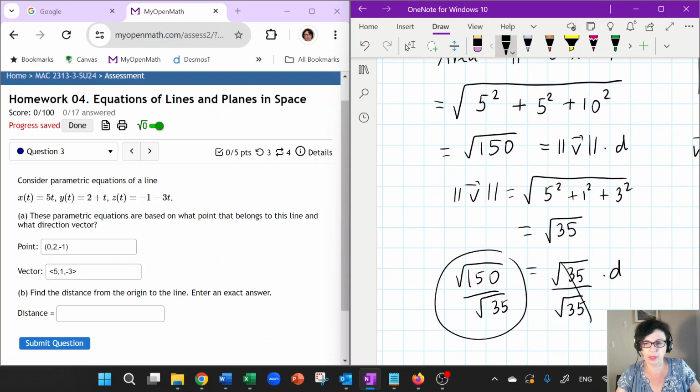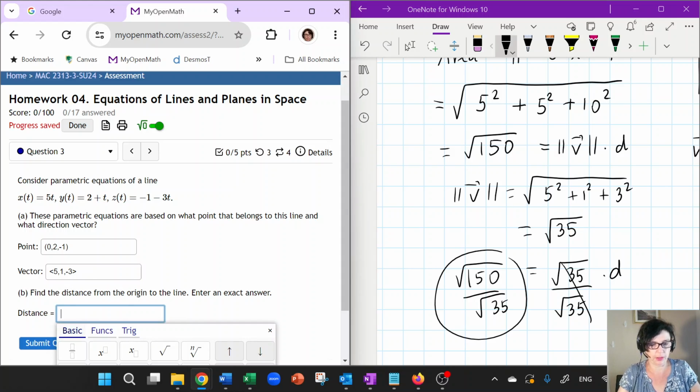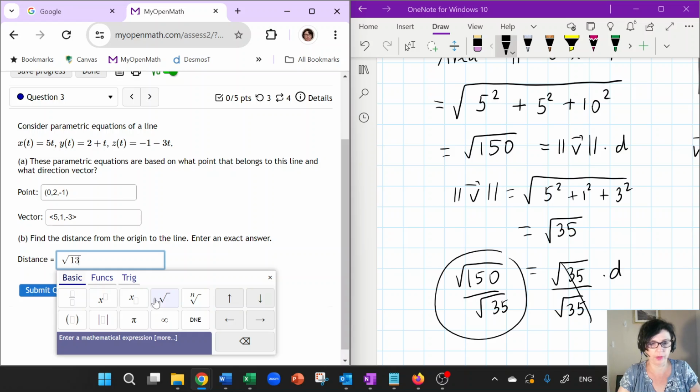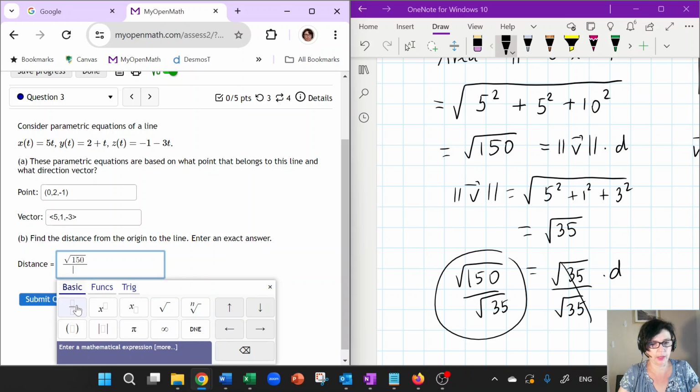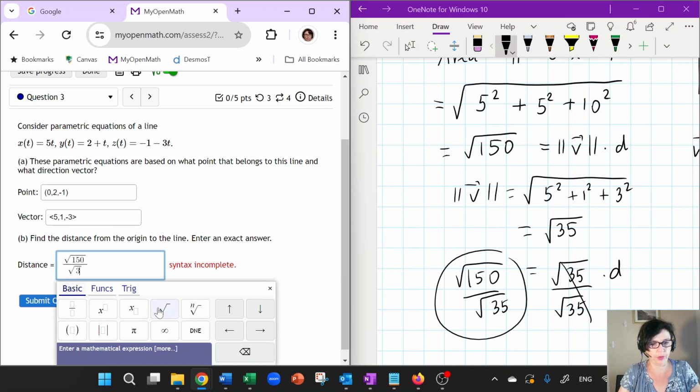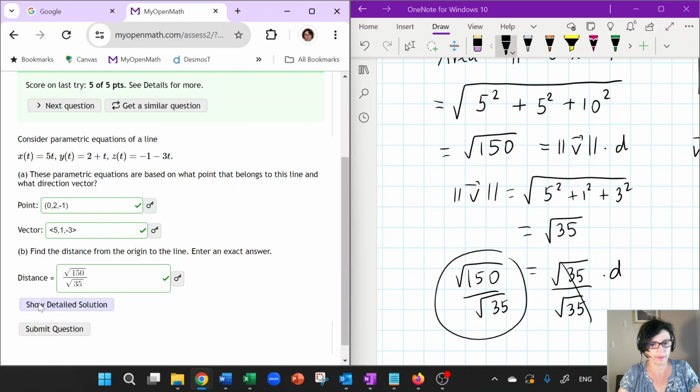So let's see if we can enter that and see if we get this correct. So we want square root of 150. And then we want to divide that by square root of 35. All right.